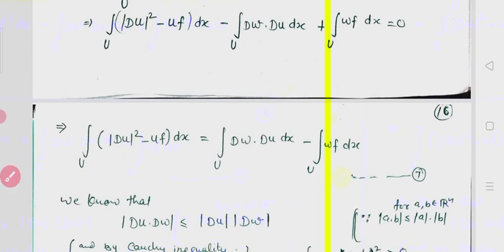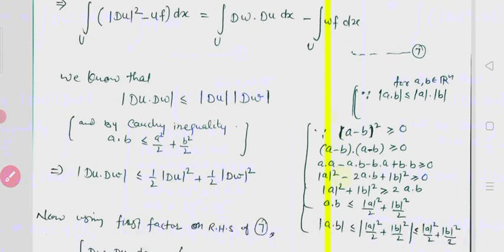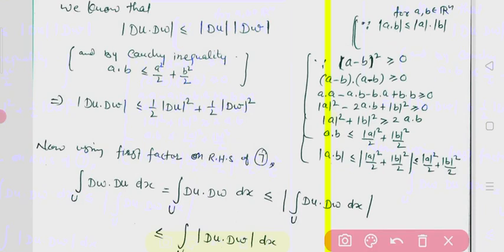Okay, but we know one result that mod of a dot b is less than or equal to mod a mod b. So if I take its mod value, I am taking the mod value of ∇u dot ∇w. So ∇u dot ∇w is less than or equal to mod of ∇u into mod of ∇w. And if I use the Cauchy inequality, what it says is that a dot b is less than or equal to a square by 2 plus b square by 2. In the same manner we will use it here, that is mod of ∇u dot ∇w is less than or equal to half of, means mod of ∇u square by 2 plus mod of ∇w square by 2, and a small proof is given on the right hand side.